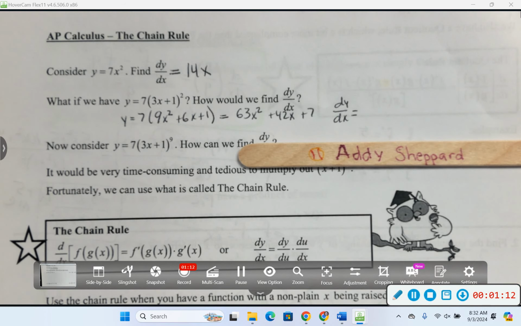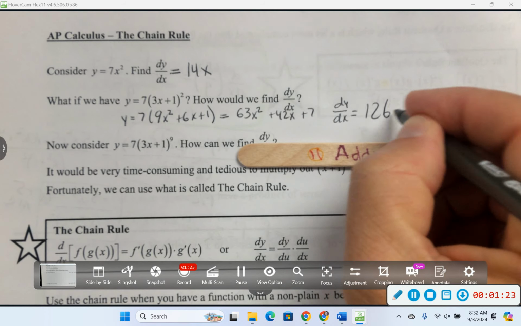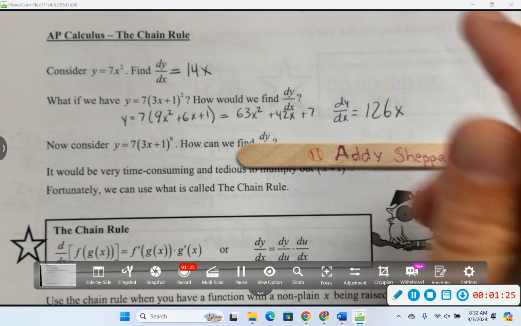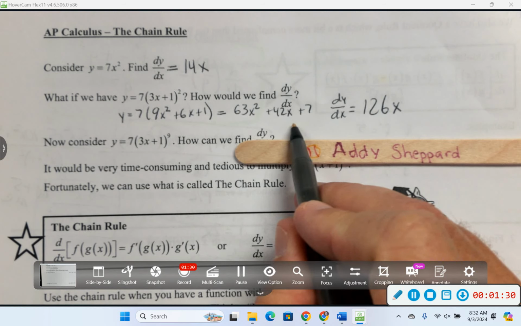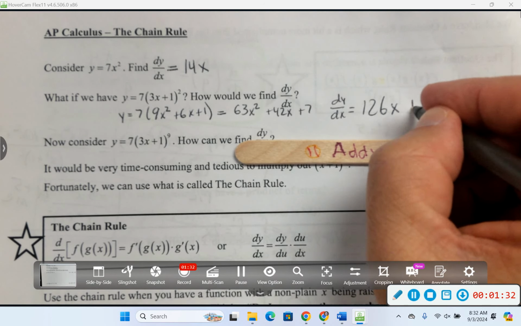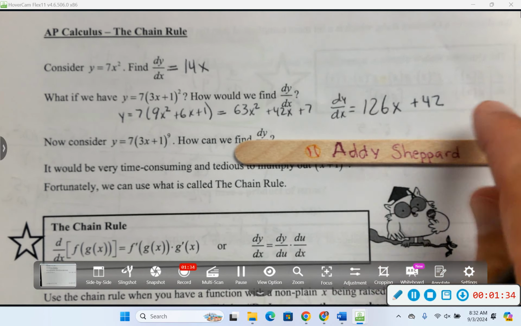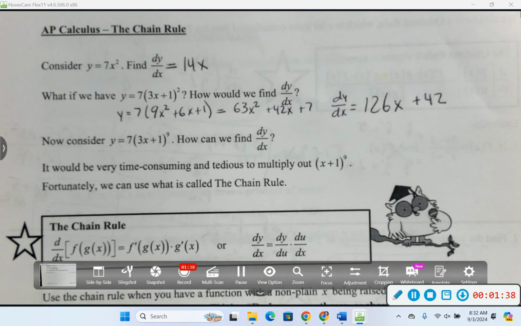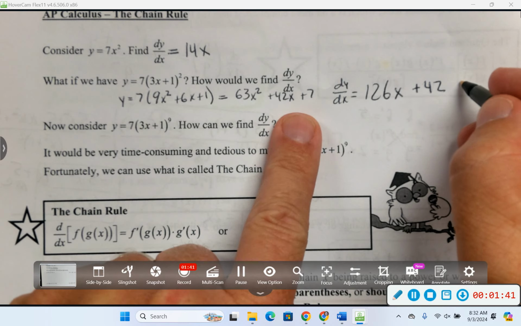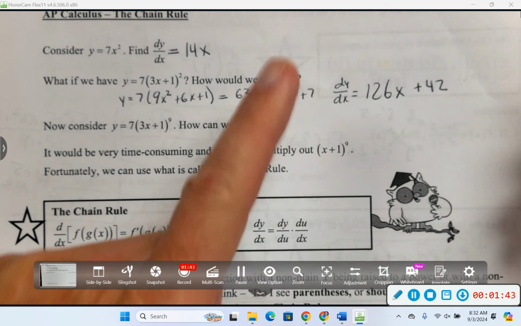Addie, put you on the spot. See if you can multiply big numbers here. What's the derivative of 63x squared? 126x. Yes. I'll keep going. They get easier from here. Is that just 42? That'd be plus 42x. I knew what you meant. And then what's the derivative of 7? Addie, the derivative of 7 is 0.